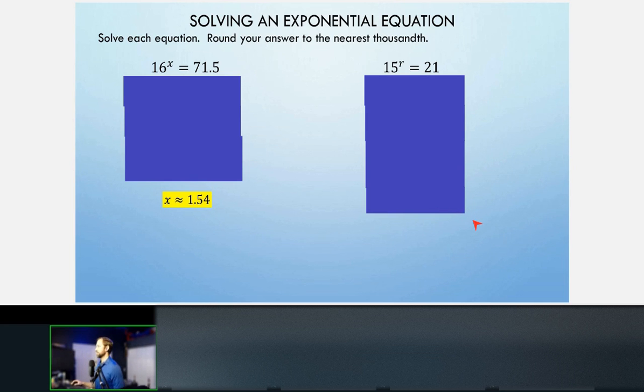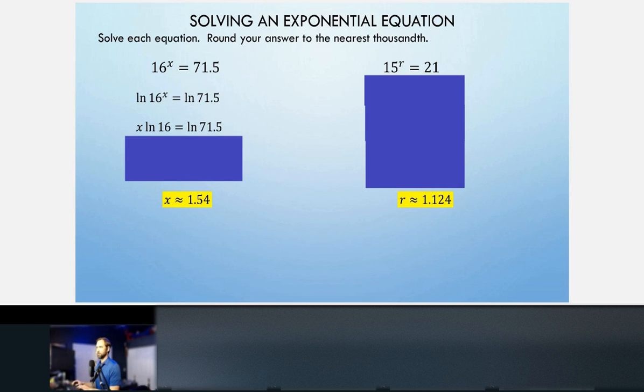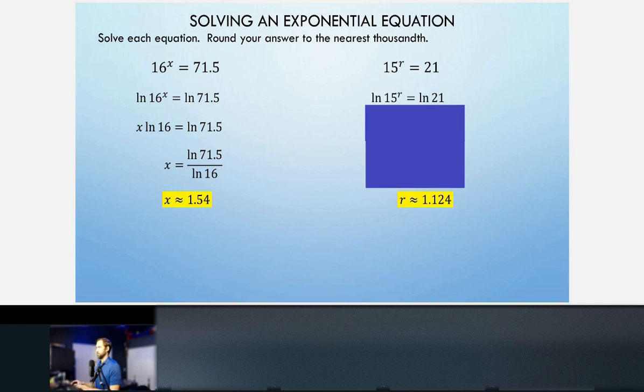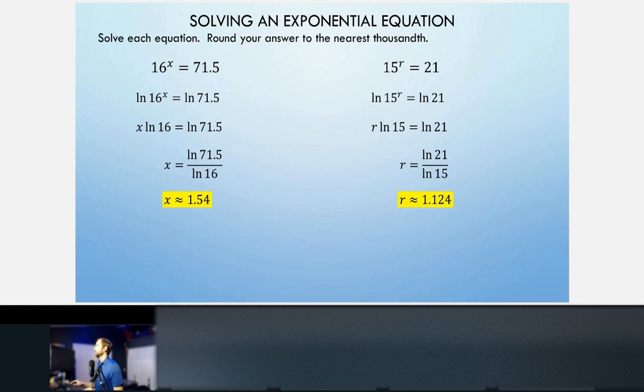And what's the second on this page? 1.124. Yeah, very good. And I'm just quickly going to show this work. All right, who got these two correct? All right, everybody, we're off to a great start.